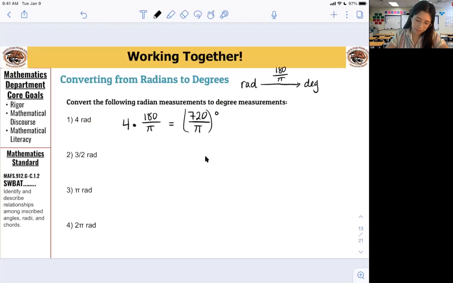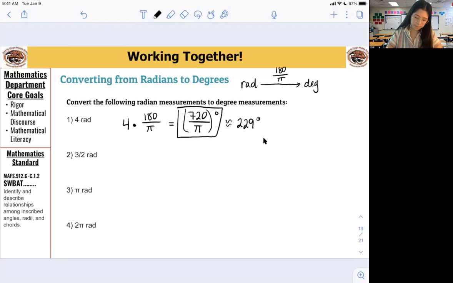Now, obviously this fraction's a little bit weird, right? You can always get the actual final answer, just divide by 3.14. What's 720 divided by 3.14? Approximately. 229. So about 229 degrees. So this is my exact answer. I'm going to leave it in terms of pi, but it's approximately 229 degrees.